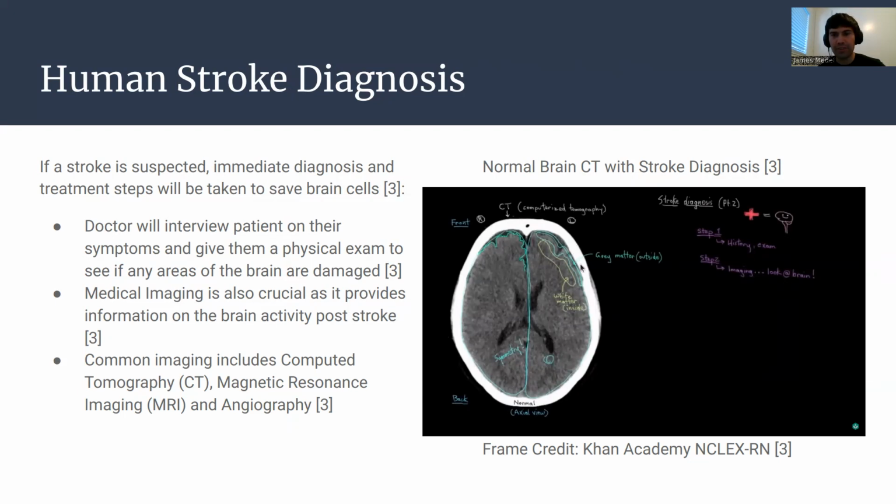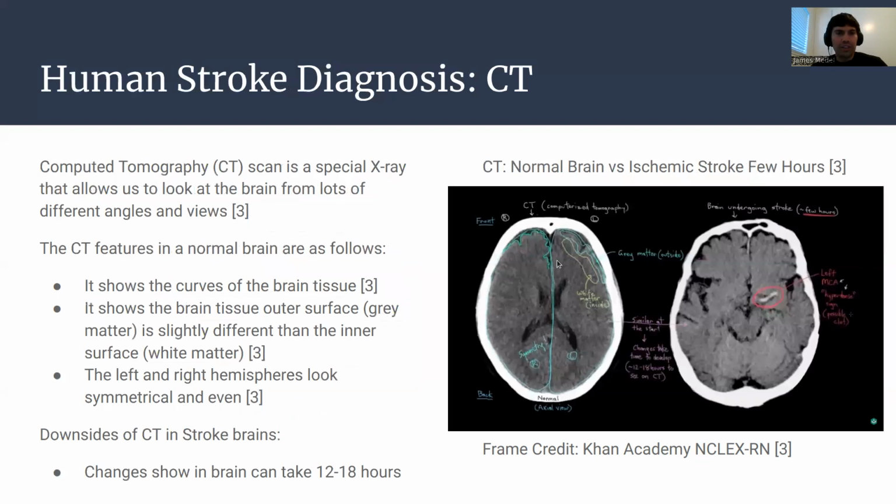And then we have these edges that are contrasting the inner parts of the brain. The outer part of the brain's outer surface is known as the gray matter, and the inner part is the white matter. Now let's look at the CT scan for stroke diagnosis. This is an example of a normal brain versus an ischemic stroke brain just after a few hours of a patient going through ischemic stroke.